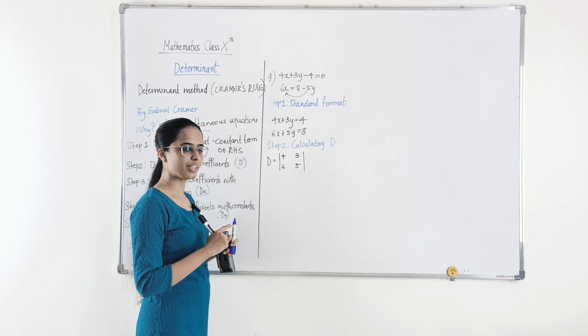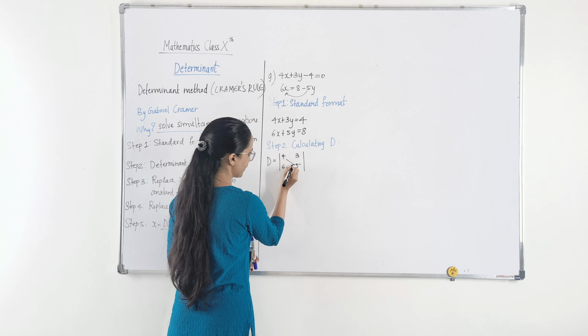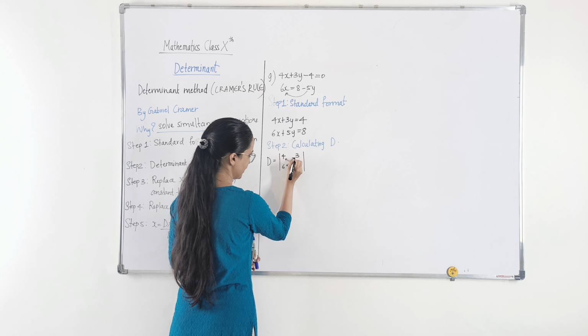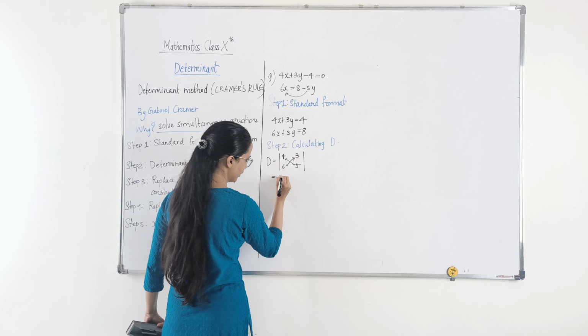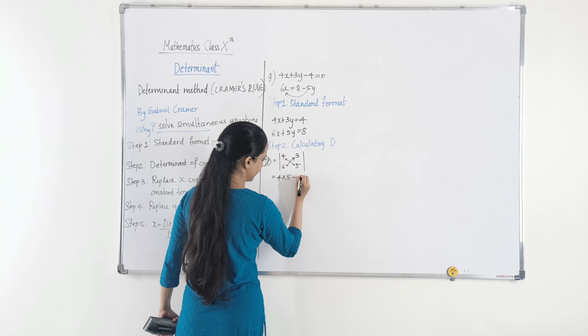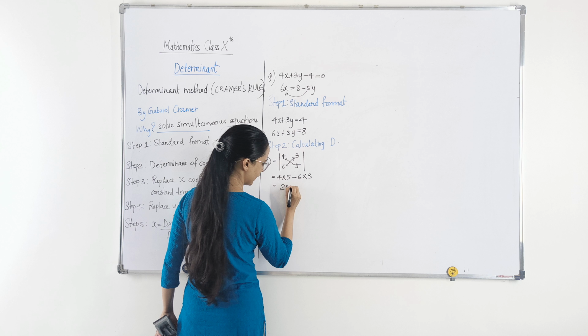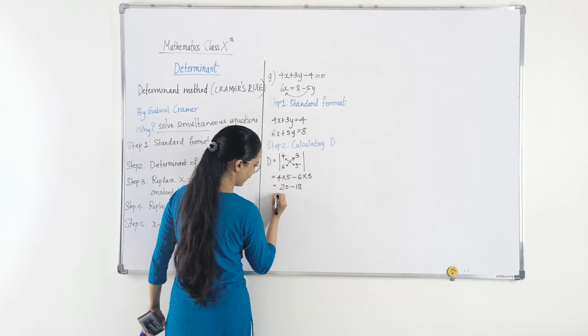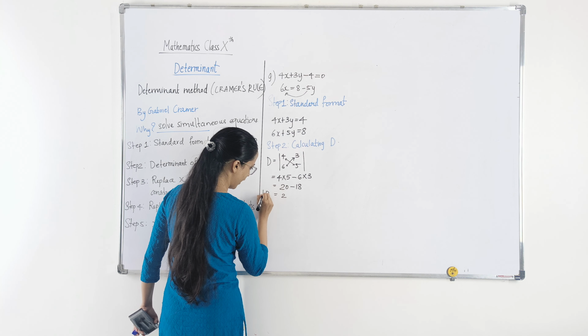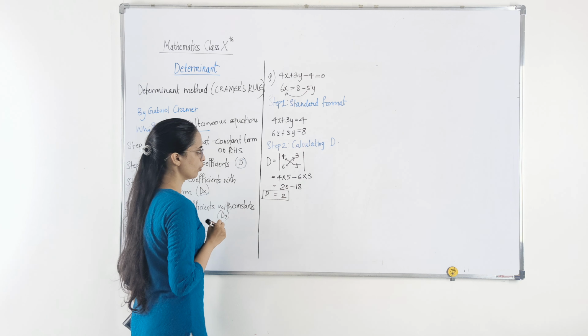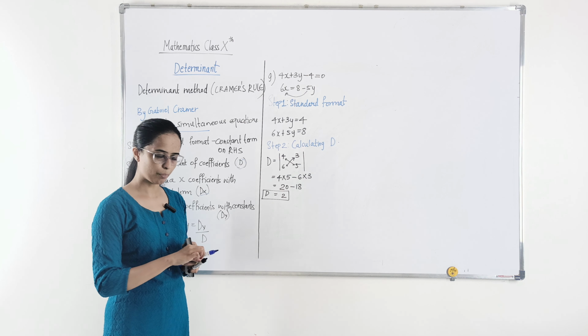As you have said in the previous video, we have to multiply the diagonal elements and take their difference. So we would get 4 into 5 minus 6 into 3. 4 into 5 is 20 and 6 into 3 is 18. 20 minus 18 is 2. So the value for the determinant of the coefficients is 2. This is your step number 2.